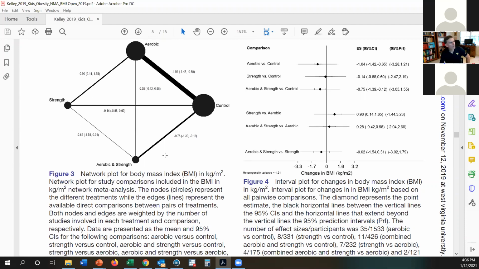So another comparison is how many studies compared aerobic exercise directly to strength training.